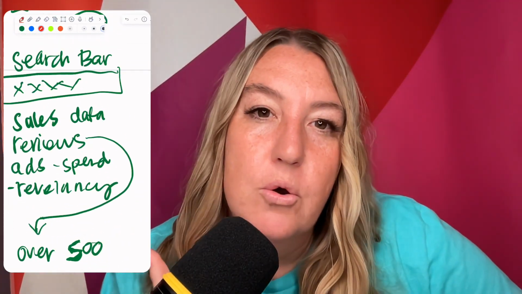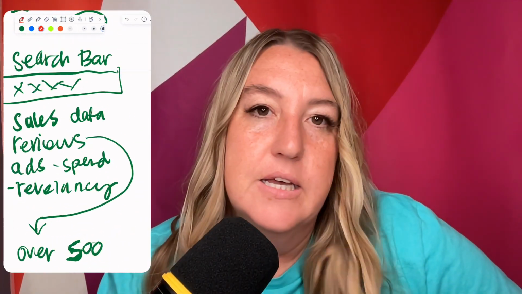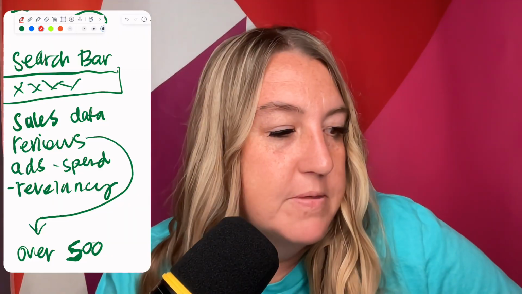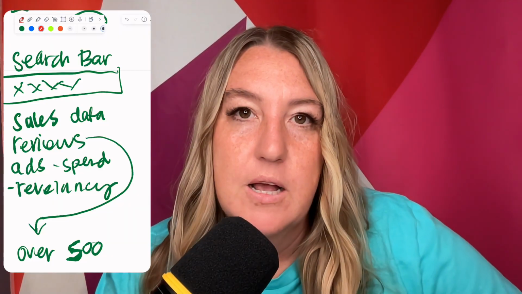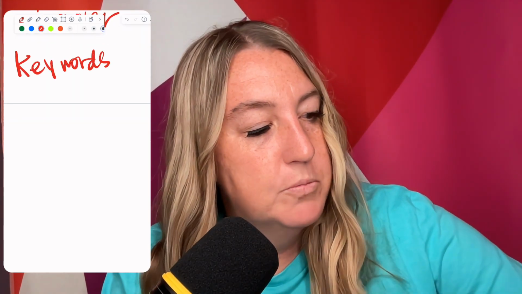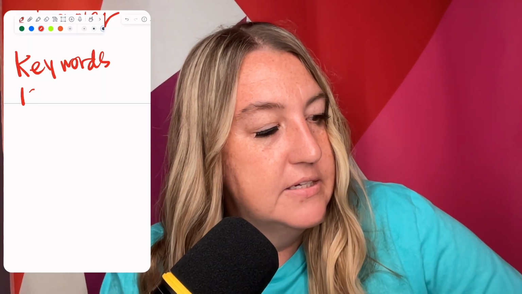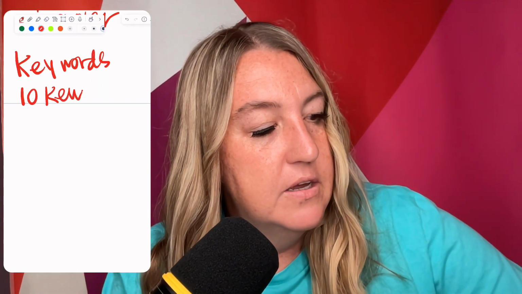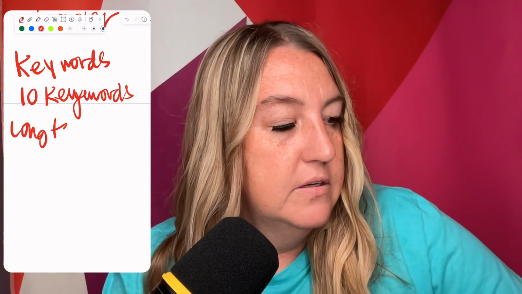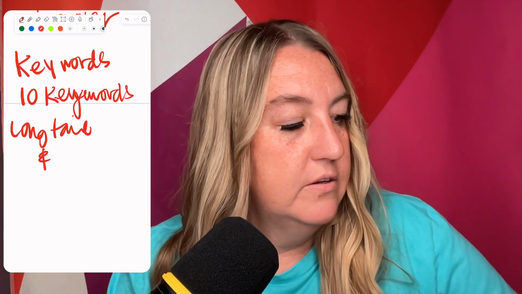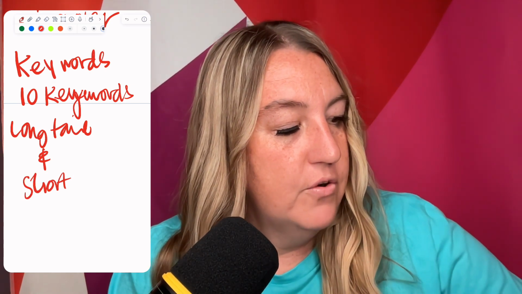I'd record these ideas, and then I would type these ideas in. I would see what comes up in the search bar. And here's the interesting thing that Amazon does with keywords. When you are searching in the search bar, they're gonna list 10 keywords every single time. Okay, they're gonna be long tail, and they're gonna be short tail, because they are focused.